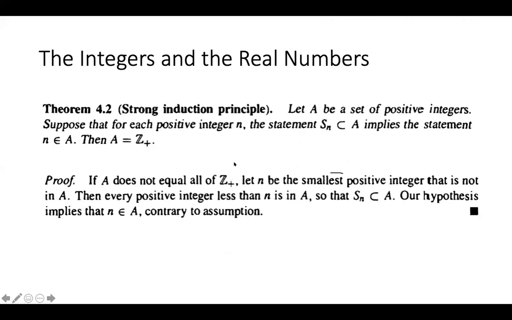Okay. So this is the strong induction principle, which is to say that if A is a set of positive integers, and for each positive integer N, the statement that every element less than N is in A implies that N is in A, then A is equal to Z plus. And this follows from Theorem 4.1: if A does not equal all of Z plus, then N will be the smallest positive integer that is not in A. And so every positive integer less than N is in A, which is a contradiction to the hypothesis that N is in A.